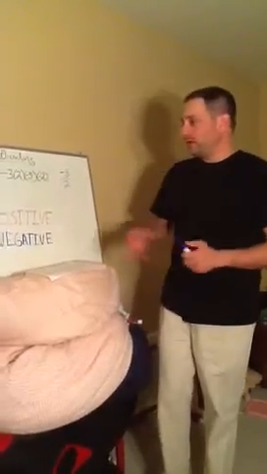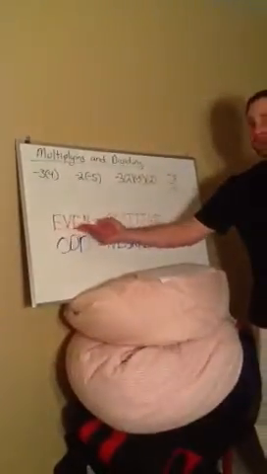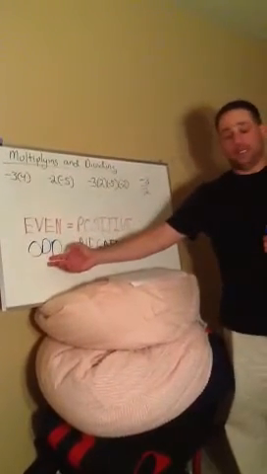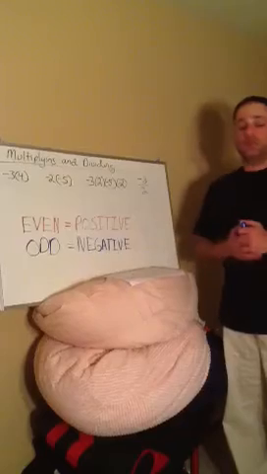So now, take a look at the board here. If you have an even amount of negative signs, that means your answer is going to be positive. If you have an odd amount of negative signs, that means your answer is going to be negative.